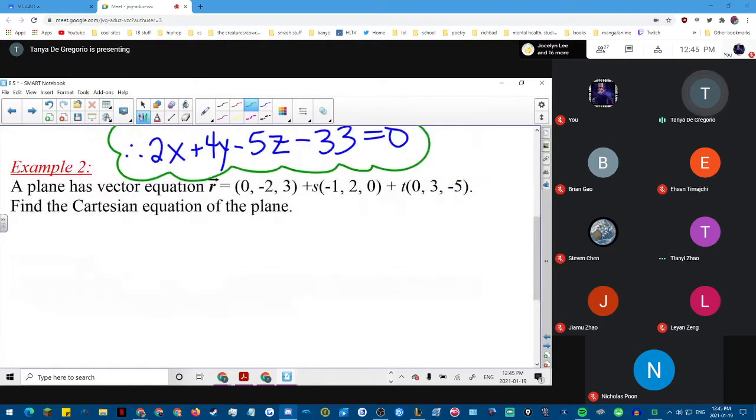Okay, example 2. A plane has a vector equation, r is equal to 0, -2, 3, plus s times -1, 2, 0, plus t times 0, 3, -5. Find the Cartesian equation of the plane. What do I do? So right away, Cartesian equation, so what do I need? The normal. Yeah, you want a normal.